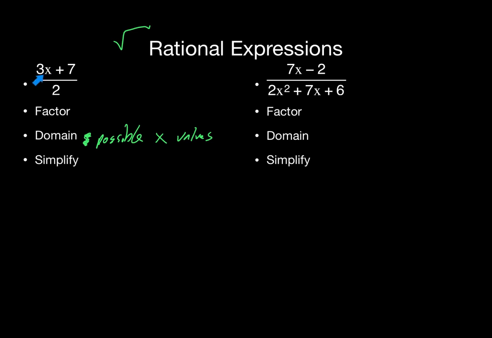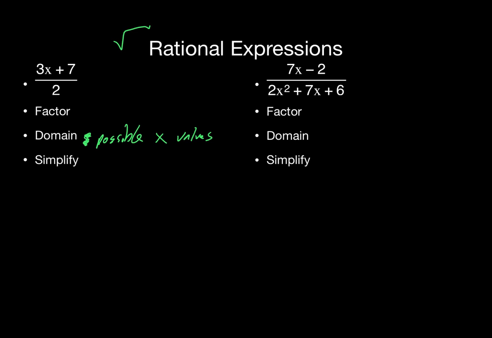If I put in an exceptionally large negative number, negative 1 million times 3 is negative 3 million plus 7, right? I can divide that by 2. I'll still get a number. So in this particular situation, my domain can be any x value.